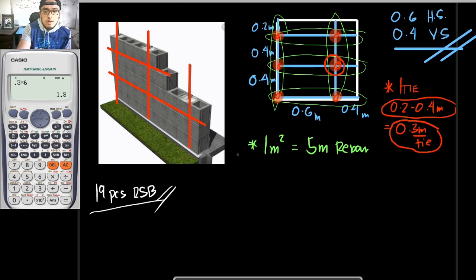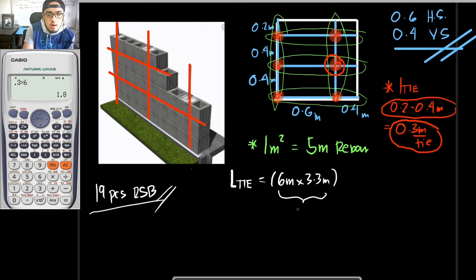So, for us to get the total number of ties, we would be multiplying that factor to our area. So, for us to get the length of the tie, that is to be the area. Ano ba yung area natin kanina? So, 6 meters by 3.3 meters. So, this is to be our area. Then, multiply it by our factor.